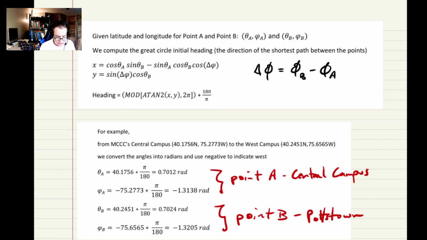Oh yeah, and also I just had to point out that this delta phi is just the difference in the longitudes. So that's all the math behind it. Let's just run through the calculation to see what it looks like. And then we put that into Excel, calculate the direction for all the points in this trip, and then we can see if it works.